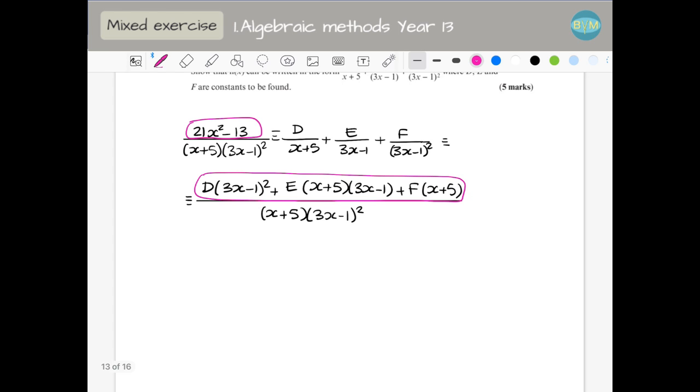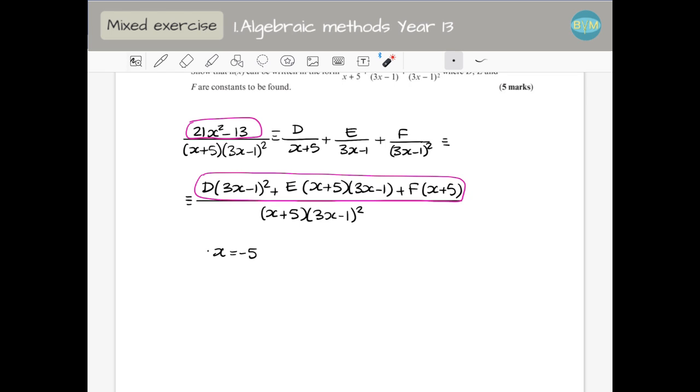If you expand the brackets, it's going to take a while. So I'm going to use a mix of methods. I can use substitution and find some coefficients. So when x is minus 5, this bracket is 0, this bracket is 0, I will be able to find d.